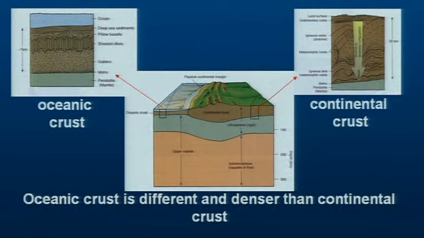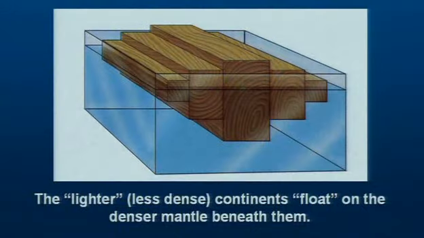So there's a difference in the composition, and therefore a difference in the density of the rocks. Basalts are heavier than granitic rocks. The average composition of the continental rocks is granitic. It's not all granite, but that's the average chemical composition. Now, this has important consequences. As I said before, the lighter, less dense continents therefore float on the denser mantle beneath them.